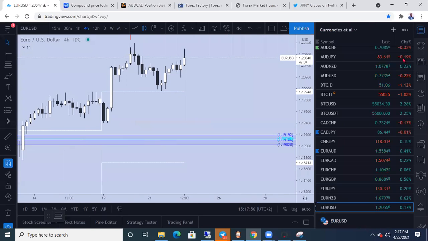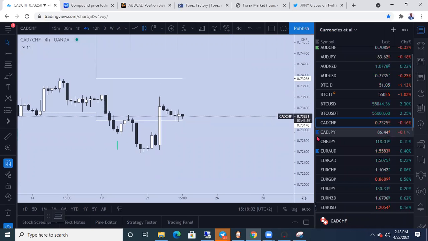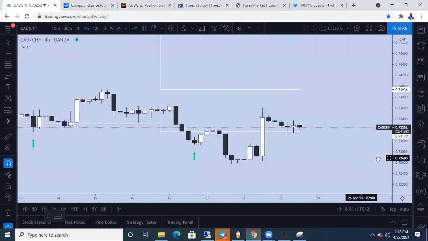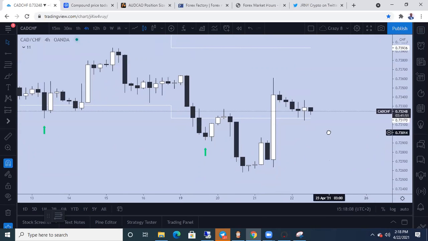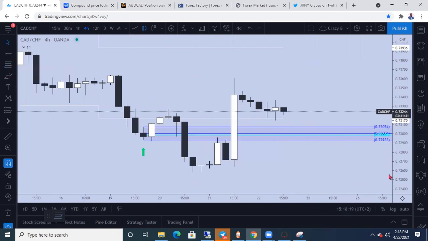We quickly check one other pair. CAD CHF. Let's see what happened to CAD CHF. Oh, see a very good example of where what we're talking about fails. So here we have CAD CHF. Price took out the previous week's low, got this. I would have been very, very, very confident of this bullish move, and I would have lost powerfully also.